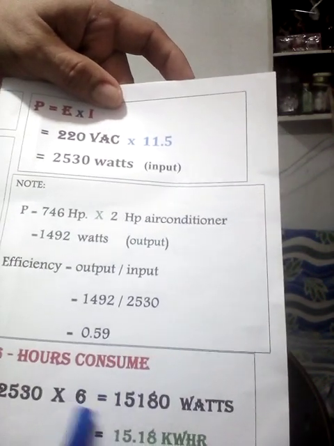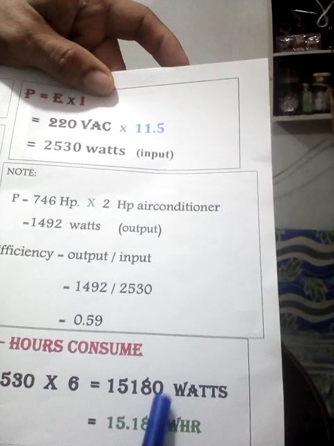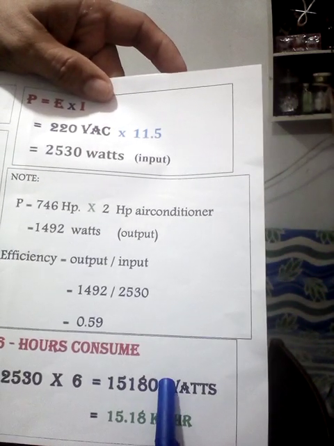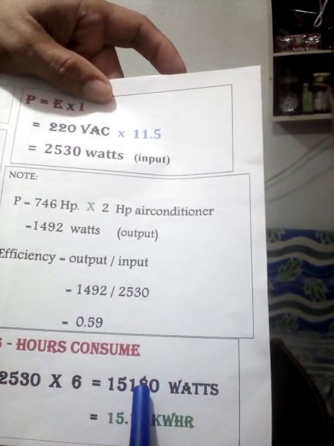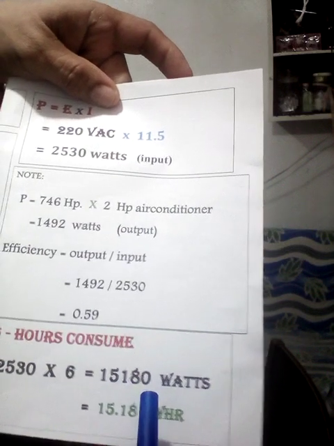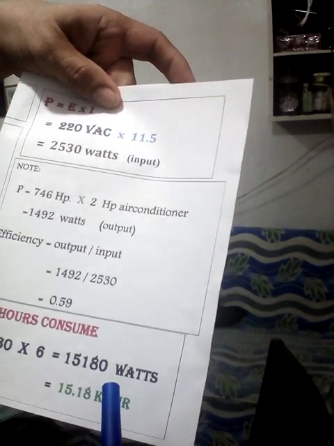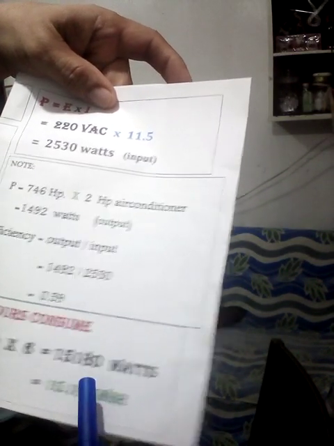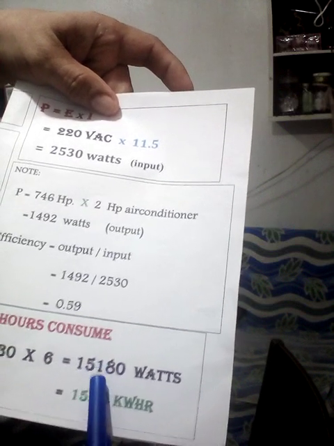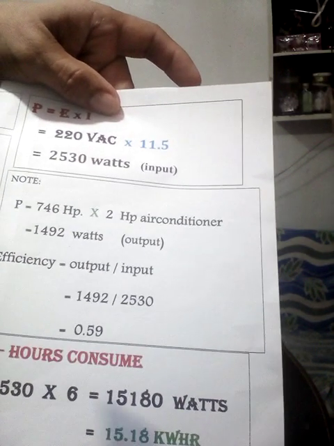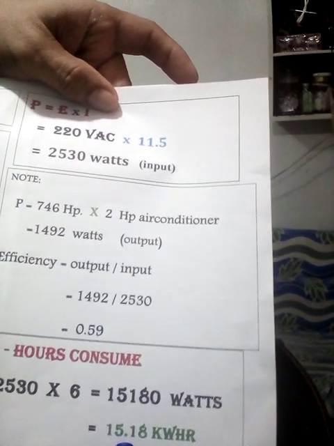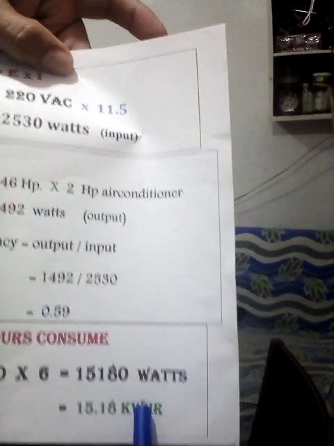So, we need to convert it sa kilowatt-hours. Move lang po natin 3 decimal points. 1, 2, 3, is equivalent na 15.18. Ayan. Kasi ang kilo, 1,000. So, magiging 15.18 kilowatt-hours. So, yan po yung 6 hours na magagamit natin per day sa 2 horsepower na aircon.